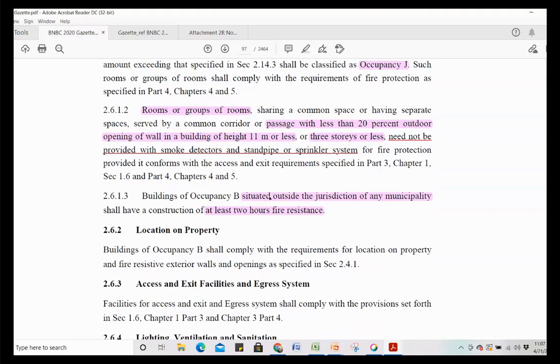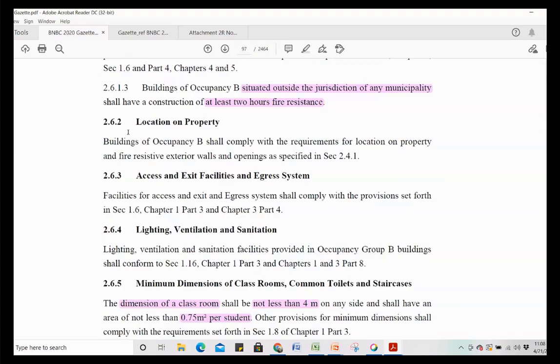So buildings of occupancy B situated outside the jurisdiction of any municipality shall have a construction of at least 2 hours fire resistance. So this is covering maybe schools in remote areas which are not under the jurisdiction of municipality. However, it's not only about school but any occupancy of B category. So they must be constructed with at least 2 hour fire resistance.